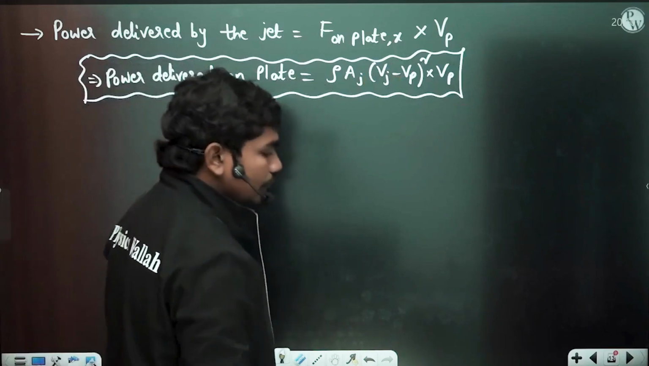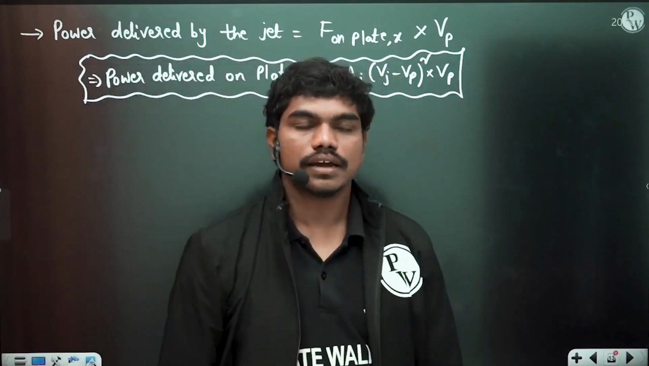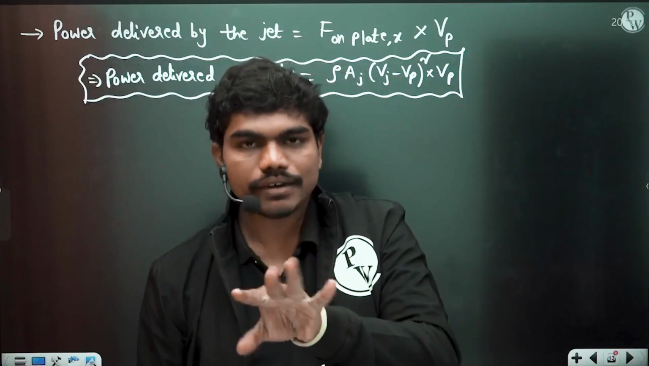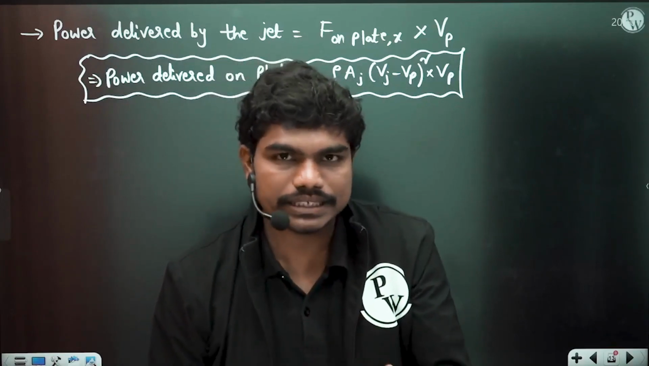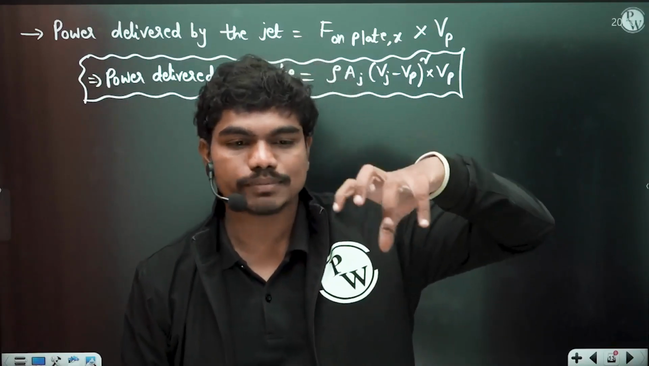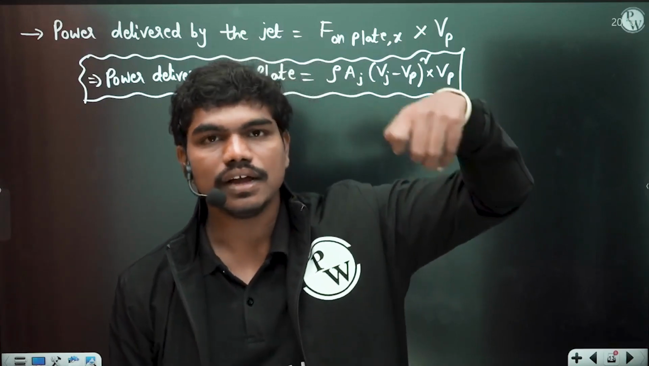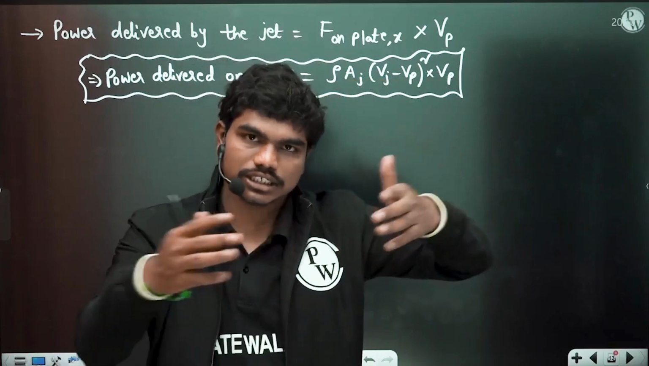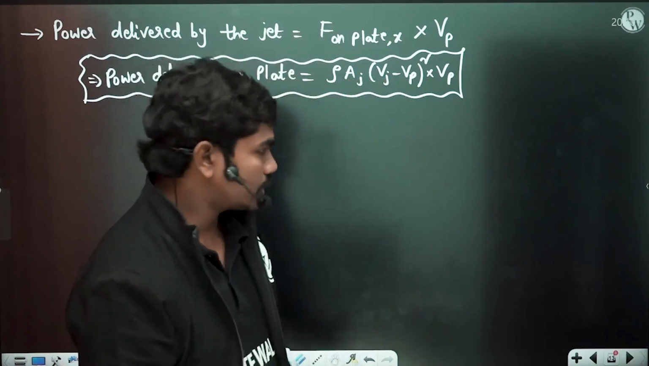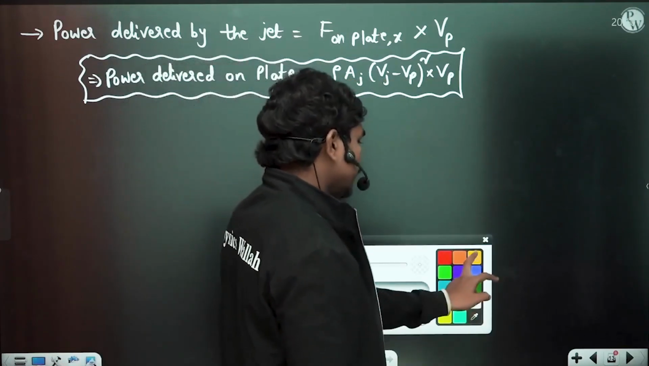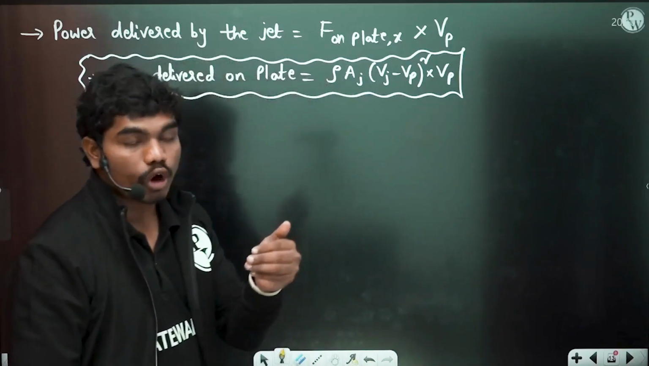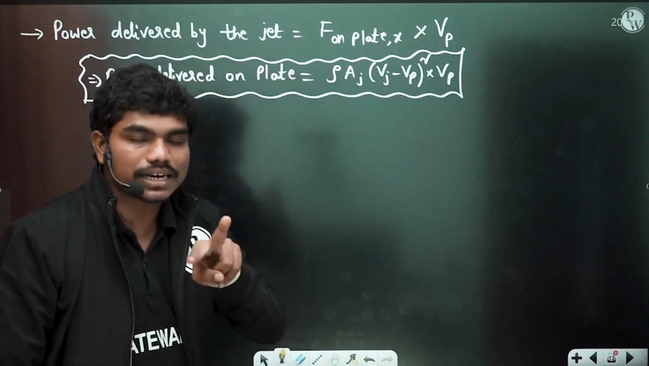Now let us try to understand. Normally the velocity of the jet can be changed; it can be in your hands. Normally in case of turbines, there is some throttling and governing mechanism for controlling the flow rate. You can reduce the cross-section area in certain cases. So for the power delivered to be maximum, what could be the relation between the velocity of the jet and the velocity of the plate?